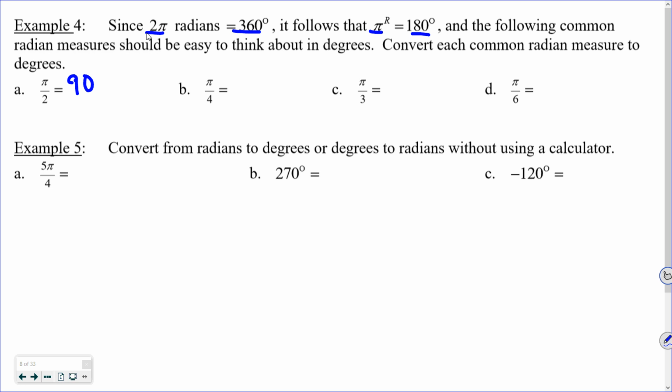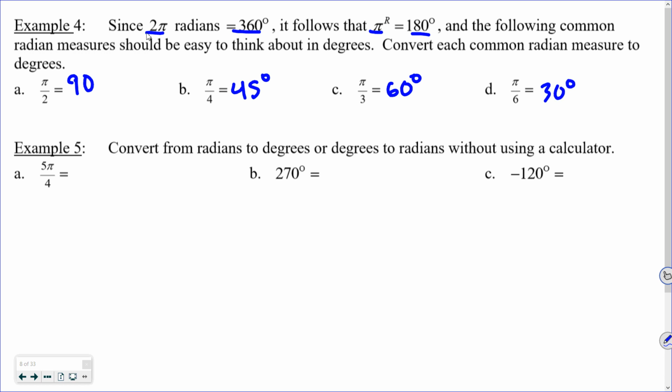Pi fourths, that's 1/4 pi. Okay, so we know that pi equals 180. So if I take 180 and divide it by 4, that would tell me how many degrees that is. So half of 180 is 90, half of 90 is 45. So pi over 4 is the same as a 45-degree angle. Pi thirds, again, pi equals 180, so we're dividing that by 3. So 180 divided by 3 is 60 degrees. Pi sixth, 180 divided by 6 would be 30 degrees.